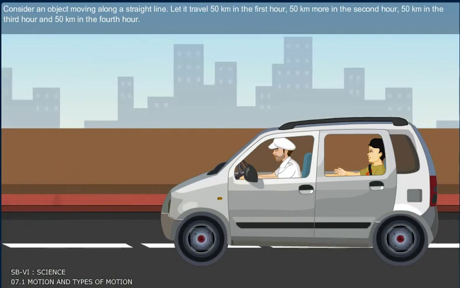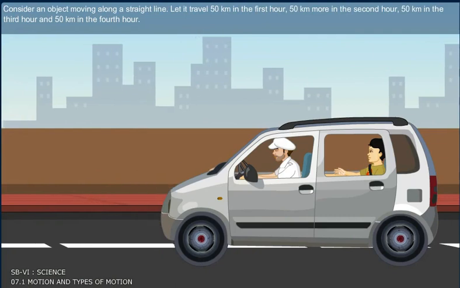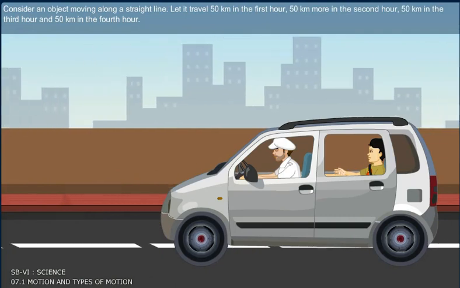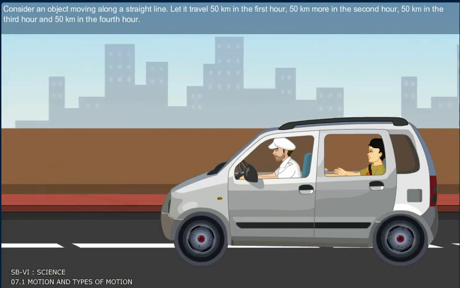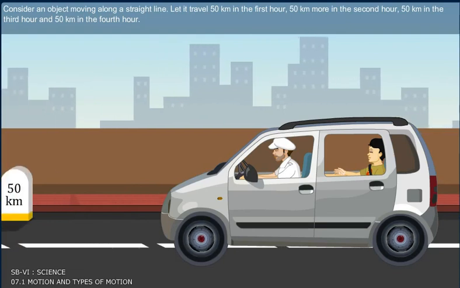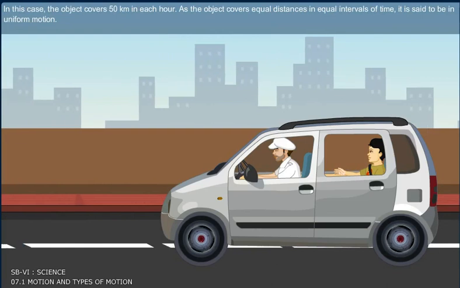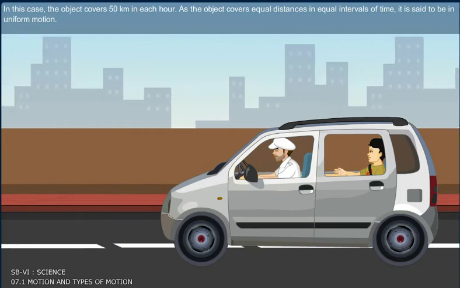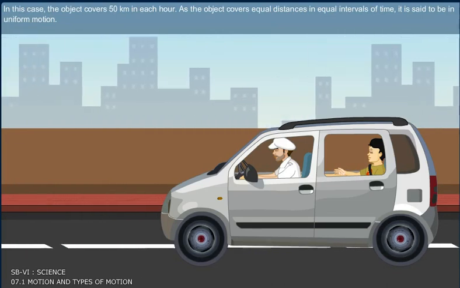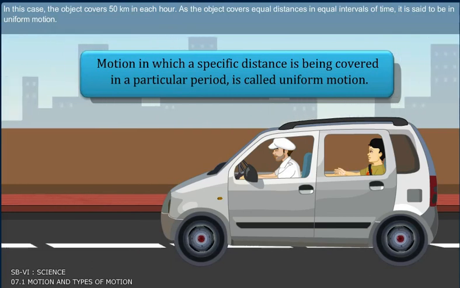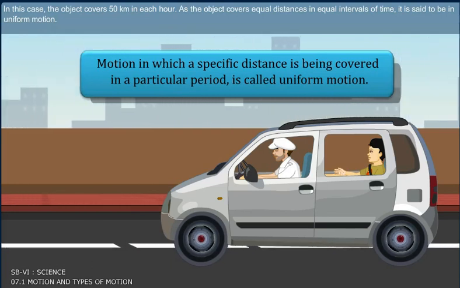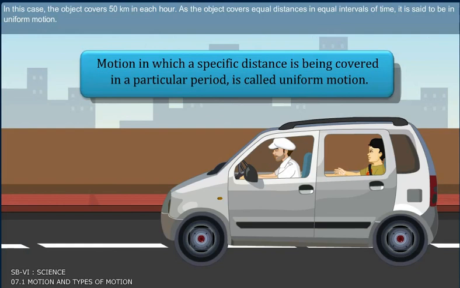Let it travel 50 km in the first hour, 50 km more in the second hour, 50 km in the third hour and 50 km in the fourth hour. In this case, the object covers 50 kilometers in each hour. As the object covers equal distance in equal intervals of time, it is said to be in uniform motion.